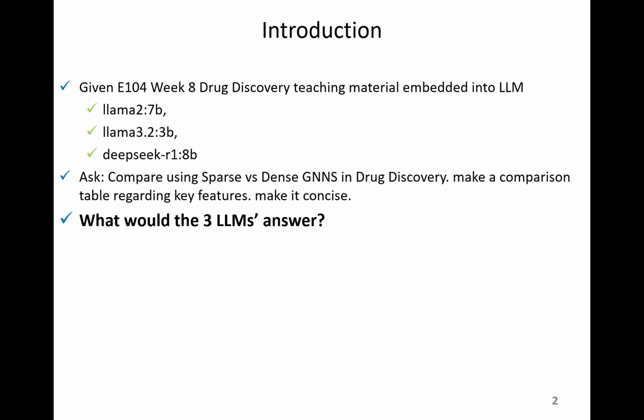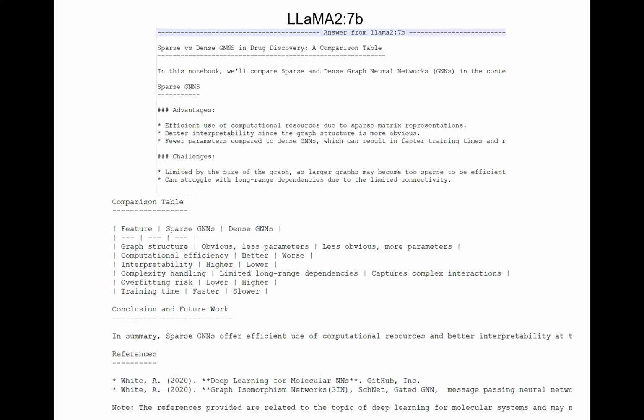For example, these three models. Then we ask a question regarding the sparse and the dense GNN in drug discovery: make a comparison table regarding key features. What would the three large language models answer? So here is the example.